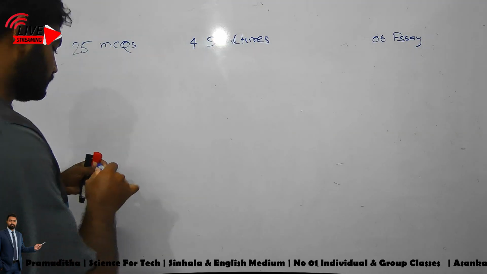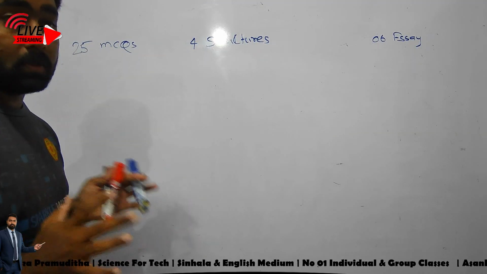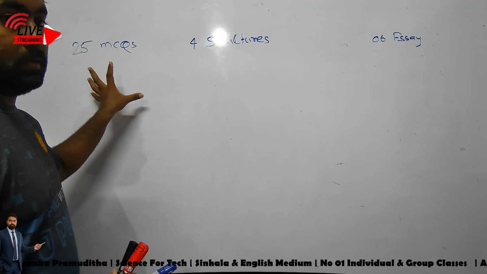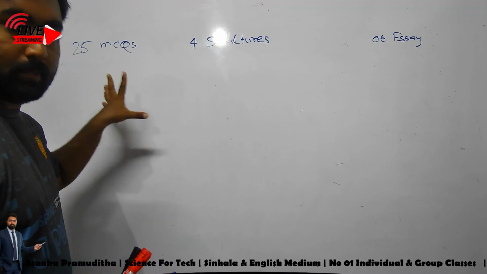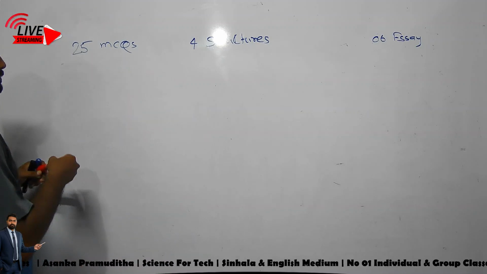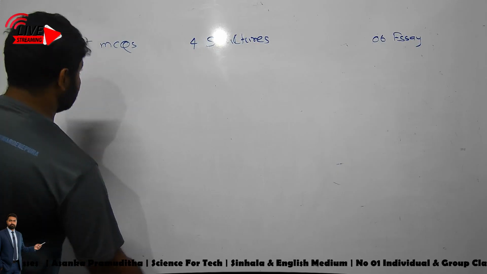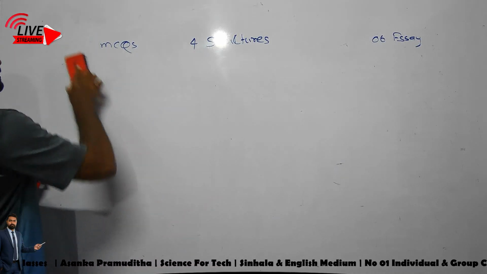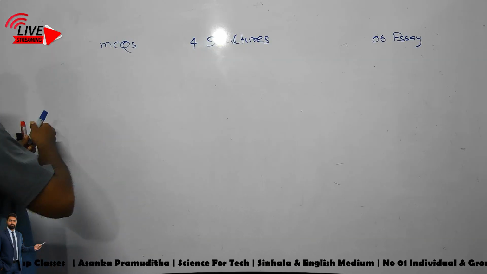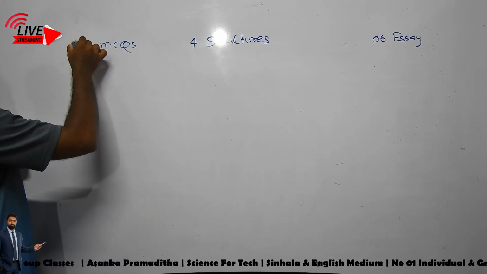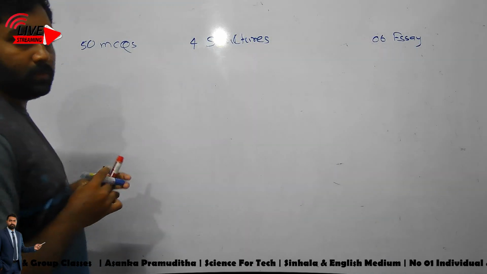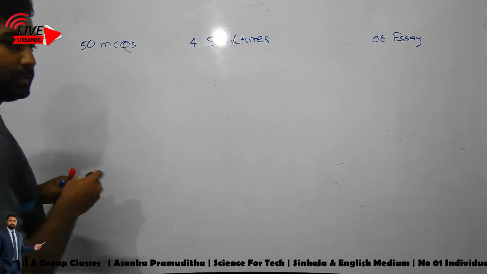This is important, okay? In your writing book, write this down on your first page. That much important. Sorry, not 25 MCQs. It is 50 MCQs.